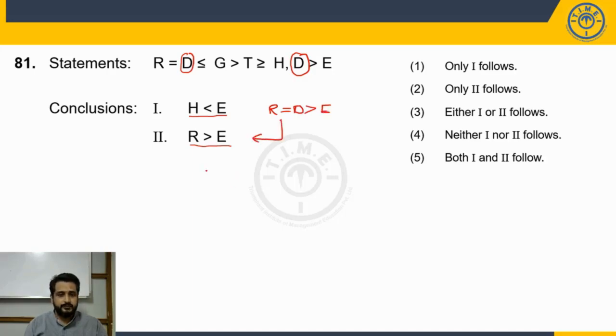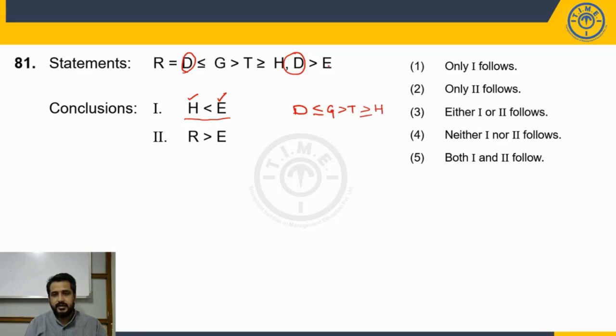Or in another way, in a simple way, let's erase it. Now the common term is D. Okay, let's come to the first conclusion. To combine the first and second, H and E, the common term is D. So let's extend D, the common term. What is the relation between H and D? D less than or equal to G, greater than T, greater than or equal to H.